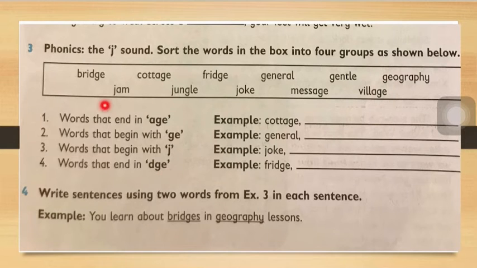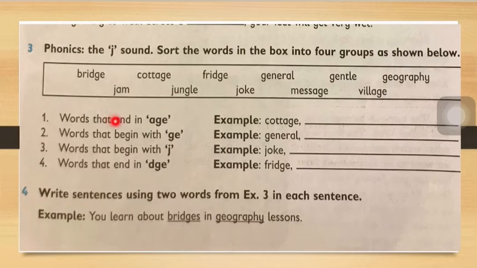Now, let's read the words. Bridge, cottage, fridge, general, gentle, geography. What is geography, children? Do you have any idea? Now, children, geo means earth. Study of earth is known as geography. Is it clear, children? The next word is jam. I'm sure you know what a jam is. Jungle, I have explained earlier. Joke, message, village.